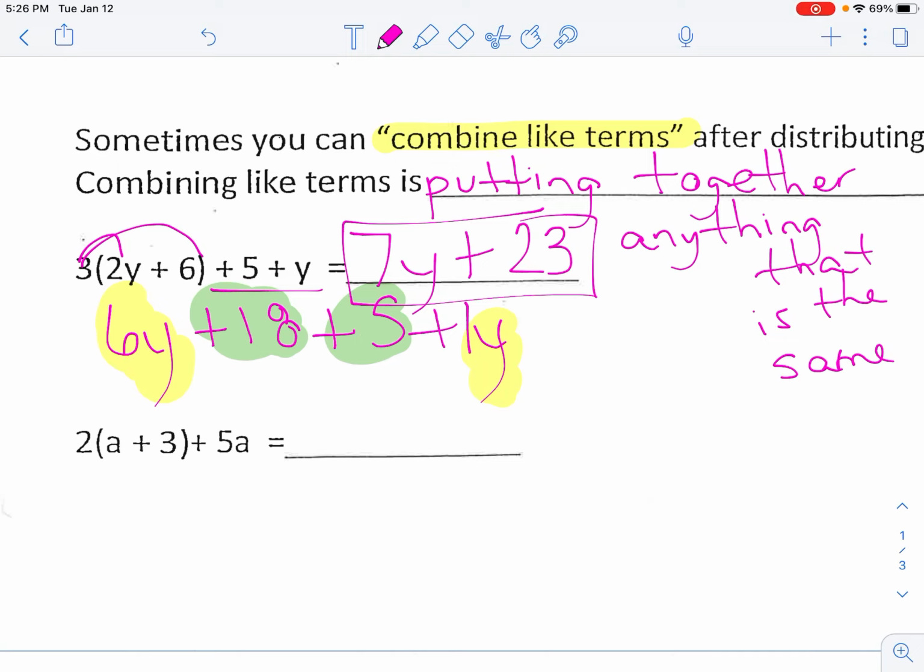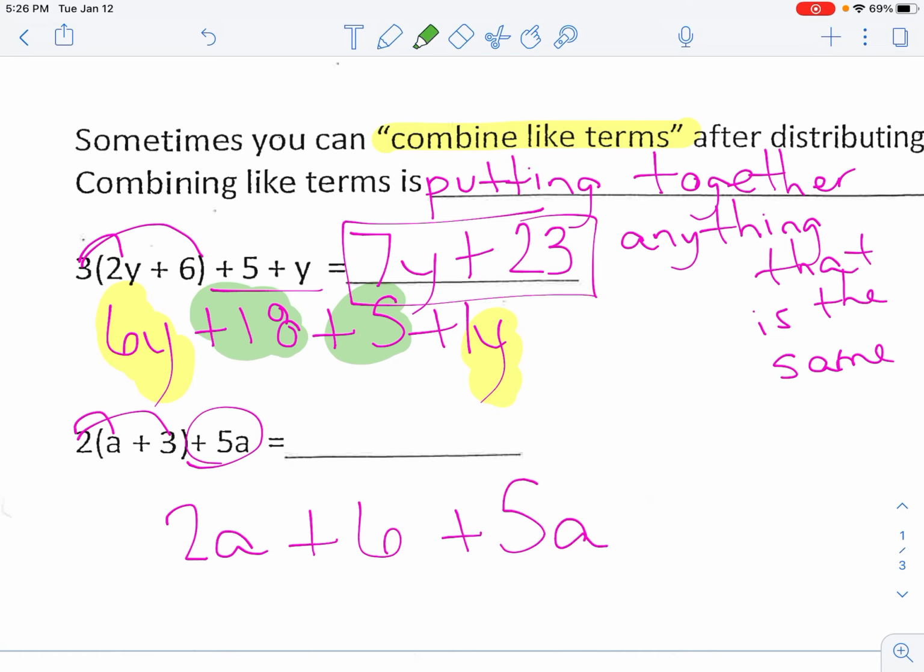2 times a plus 3 plus 5a. First, distribute. 2 times a, distribute, multiply 2 times 3, and then I also have to include this plus 5a. After you distribute, you're going to combine like terms. Well, what I see that's alike is 2a plus 5a. So that's 7a plus 6.